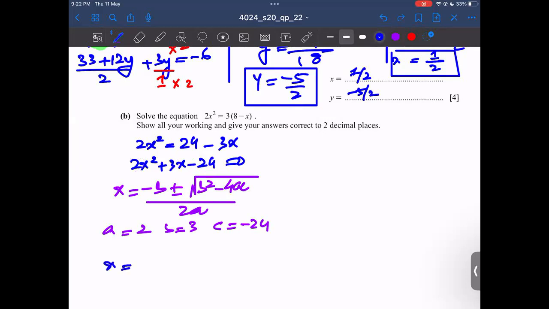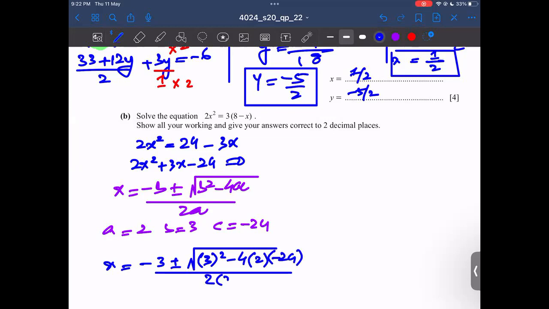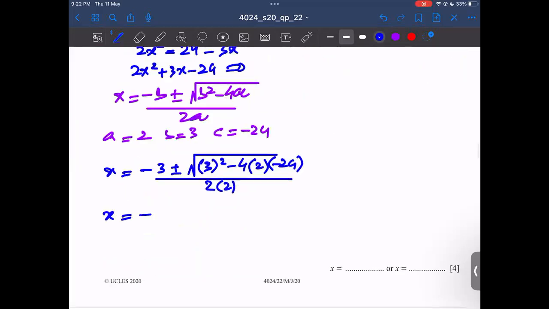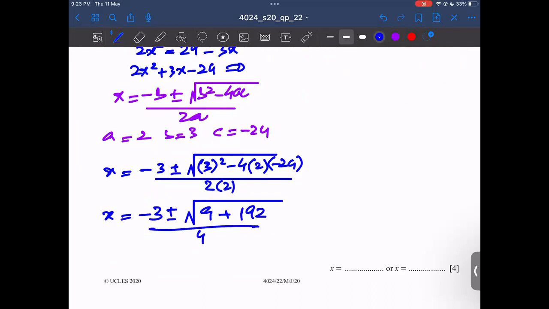I got the value of x equals minus b plus minus under root b square minus 4ac, upon 2a. The value of a is 2, the value of c is minus 24. I got the value of x, that is minus 3 plus minus. 3 square is 9, 4 2s are 8, 8 multiplied by 24 is going to be 192. 9 plus 192, I got 201. So I got the value of x equals minus 3 plus minus under root 201 upon 4.